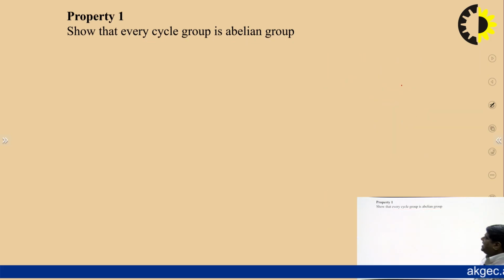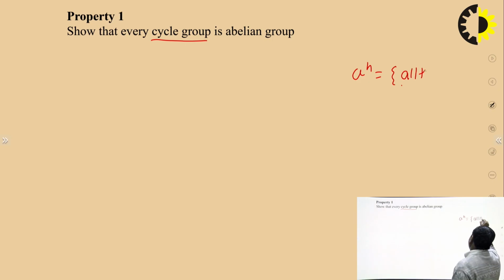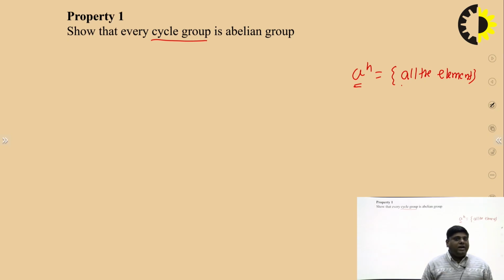Now what is the cyclic group? That is very simple. If a mathematical structure contains at least one generator element, then that group is known as the cyclic group. What is the generator element? If A to the power n generates all the elements of the group, then A is known as the generator element. If at least one such element is contained in a group, then that group is known as the cyclic group.